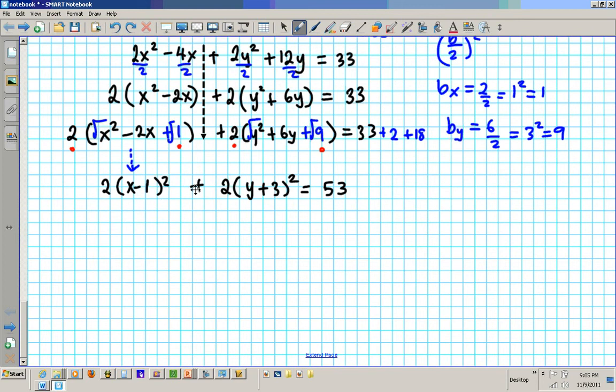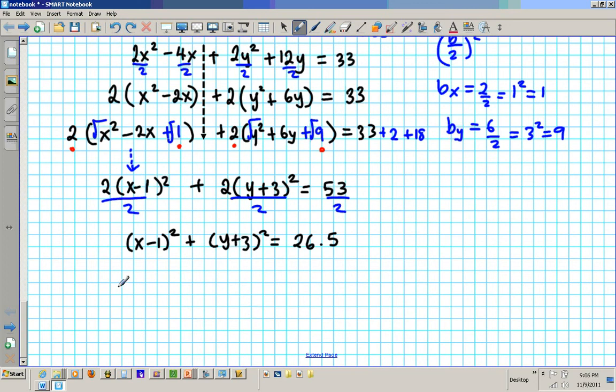Now, you may not have a 2 in front of the parentheses, so divide everything by 2, because you can have a number in front of the parentheses for the vertex form. So divide this by 2, divide this by 2, and divide that by 2. So that gives us x minus 1 quantity squared plus y plus 3 quantity squared equals 2 goes in 53, 26.5. Alright?